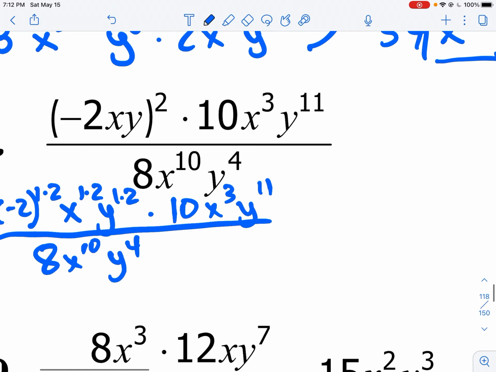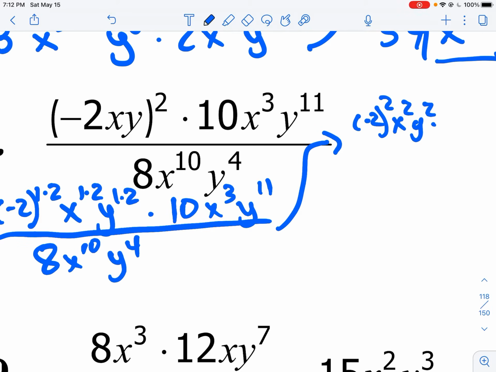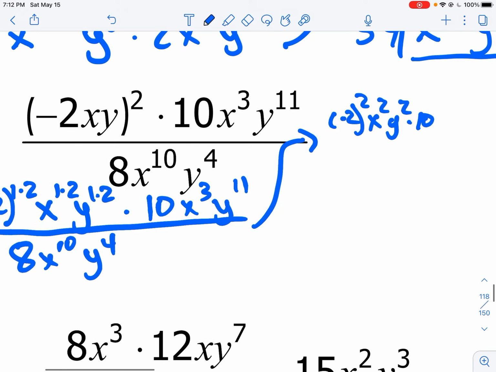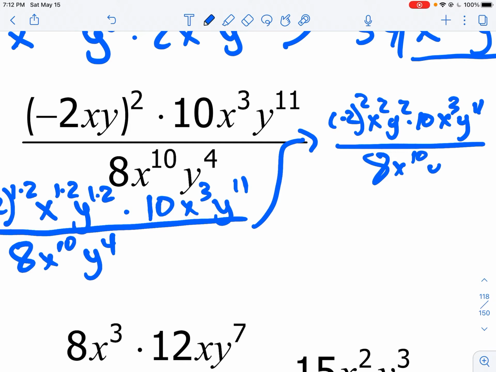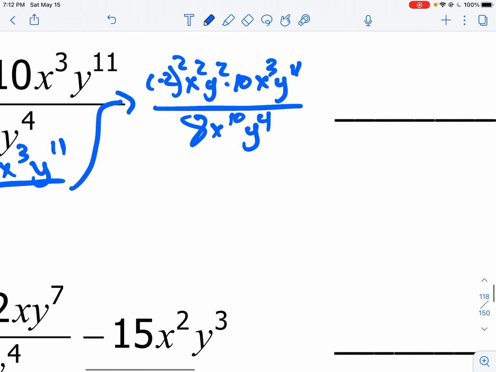I'm going to move it over here. Move it up there. So I'm going to get negative 2 to the second power, x squared, y squared, times 10, x to the 3rd, y to the 11th, over 8, x to the 10th, y to the 4th. Okay, I can move it now. So this is going to get me 4.